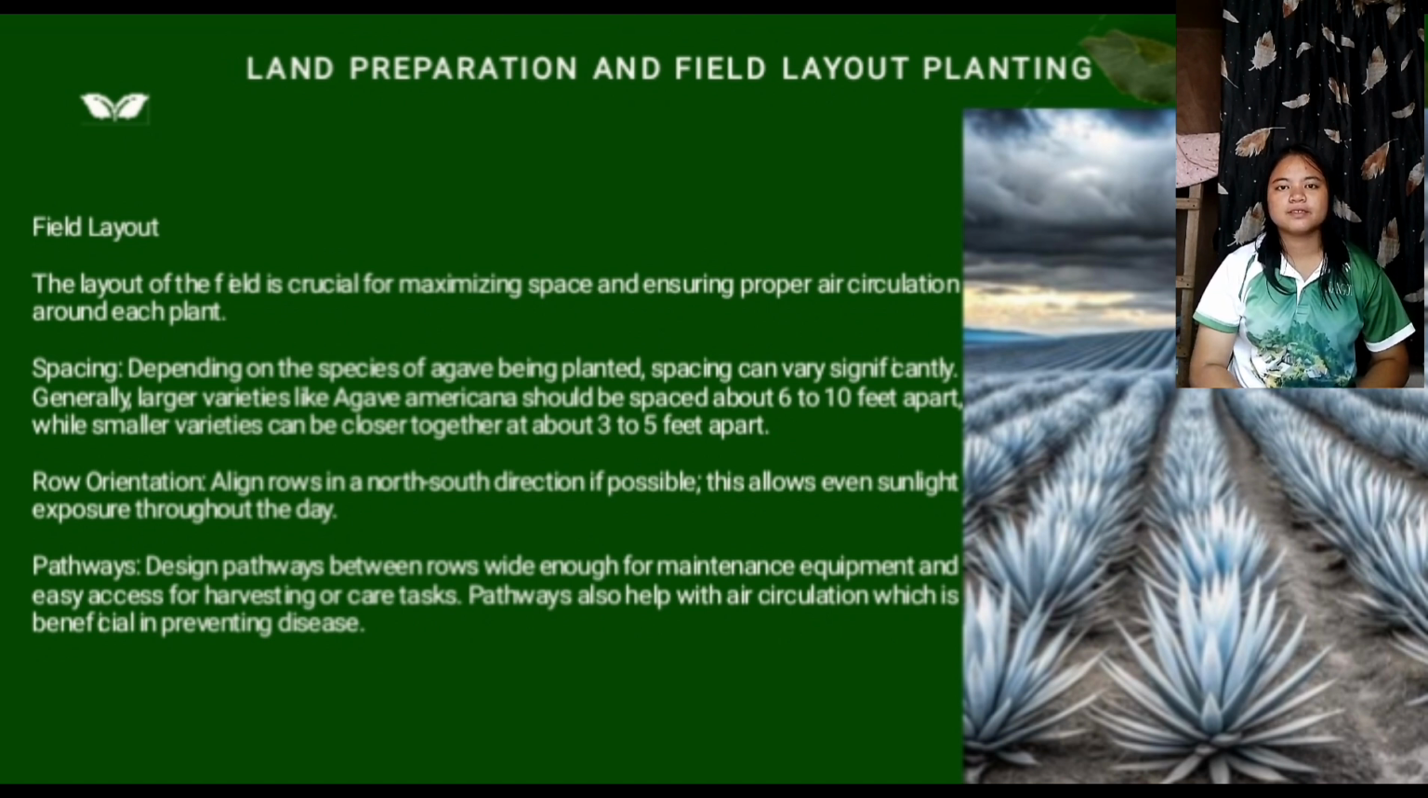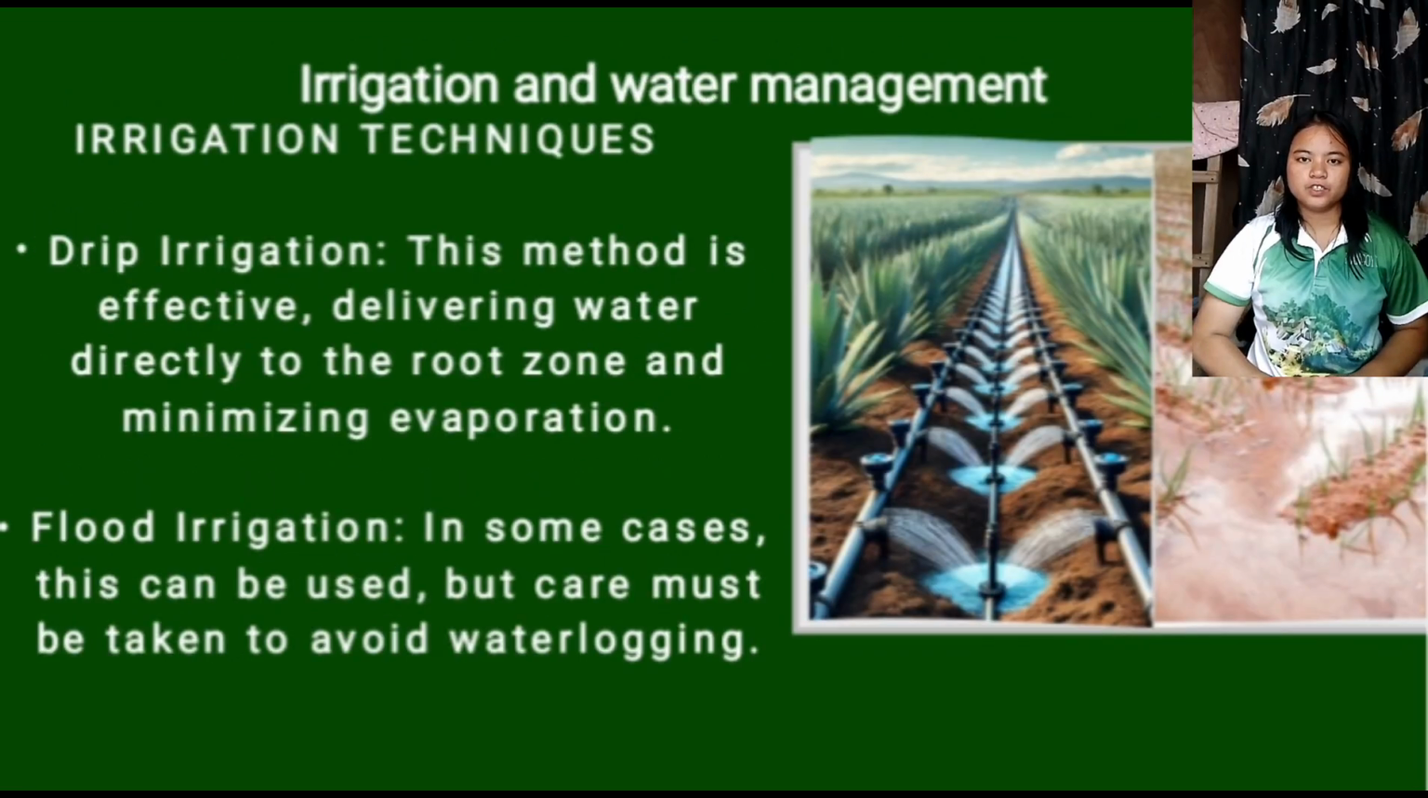So for the pathways, the design must be in between rows, wide enough for maintenance, equipment, and easy access for harvesting or care tasks. The pathways also help with air circulation, which is beneficial in preventing disease. For irrigation and water management, the irrigation technique must be drip irrigation. This method is effective, delivering water directly to the root zone and minimizing evaporation.